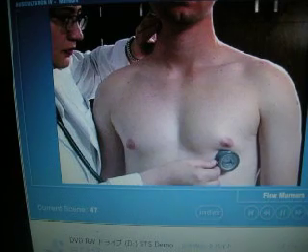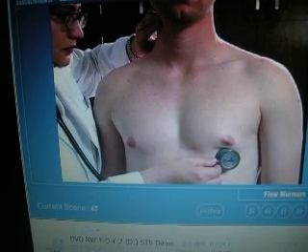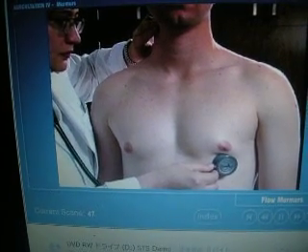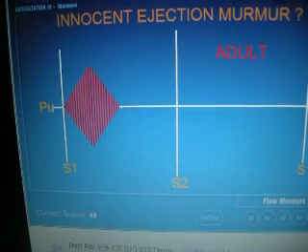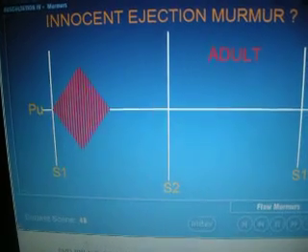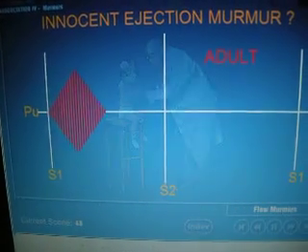Listen to and diagram these 2 murmurs. The murmur you heard is a classic pulmonic ejection murmur proven innocent by absence of other pathology.